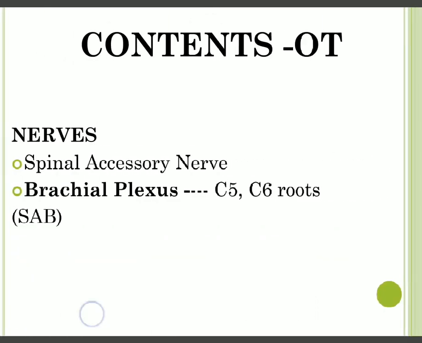Contents, we will study the contents of the posterior triangle, and the contents are divisible into contents of the occipital triangle and contents of the subclavian triangle. So the most important content of the occipital triangle is the spinal accessory nerve. It contains many nerves like spinal accessory, branches or roots of the brachial plexus, that is C5 and C6.